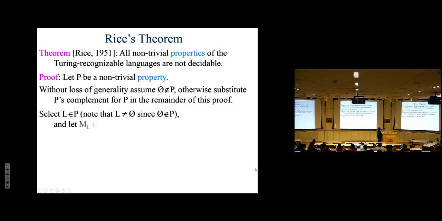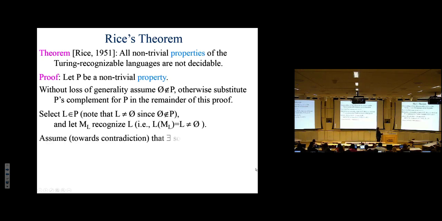So select some language in this property, because it's not a trivial property, so there is some language in there, and that language can be not the empty language, because we made sure that the empty language isn't in that property. So whatever arbitrary language L we take out of this property, select arbitrarily, we know for sure it's not the empty language, and we know for sure it exists, because the property is not trivial, so there's something in there, and that something isn't the empty language.